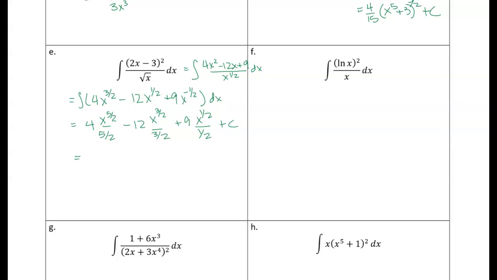All right, and then we just need to clean it up a bit. Okay, the reciprocal of 5/2 is 2/5, so I'm going to have 8/5 x to the 5/2. And then the reciprocal of 3/2 is 2/3, so 2/3 of 12 gives me 8 x to the 3/2, and then plus the reciprocal of 1/2 is 2 times 9 gives me 18 x to the 1/2, plus c.